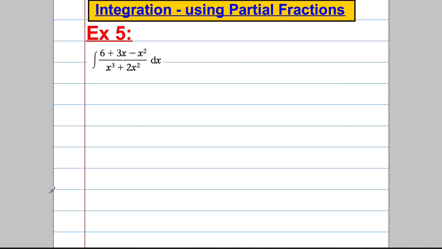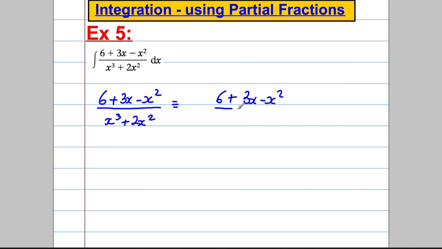And the last one we're going to do, example 5. We've got a quadratic on top and a cubic on bottom. If you think about it, if I factorised the bottom, it would be written in this form: (6 + 3x − x squared) divided by x squared (x + 2). So that's a repeated root.